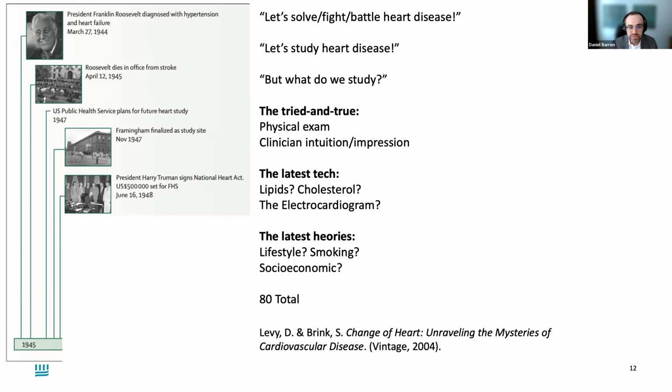And then there are these latest theories, such as lifestyle. Could smoking be involved? Could socioeconomic status be involved in heart disease? So altogether, there were 80 things that they began to study during what later became known as the Framingham Heart Study. And it started in 1947.